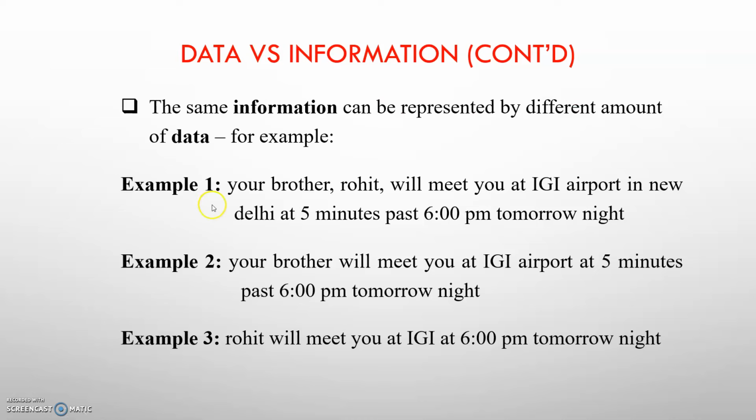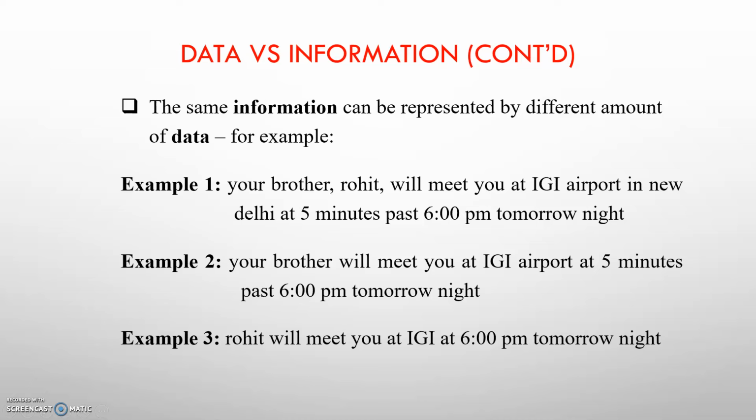See this example one. Your brother Rohit will meet you at IGI airport in New Delhi at 5 minutes past 6 p.m. tomorrow night. Another example, your brother, now they omitted Rohit, right? They omitted Rohit, will meet you at IGI airport at 5 minutes past 6 p.m. tomorrow night. Cool. The third example is Rohit will meet you at IGI at 6 p.m. tomorrow night. So, one thing which you just got is that information was conveyed, but what was different was the amount of data which was required to represent that information.